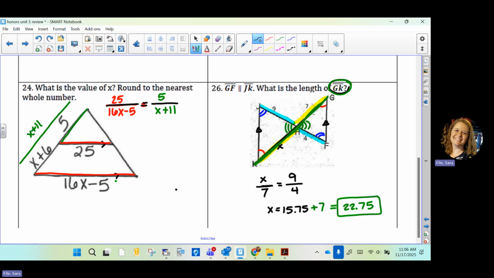So then, similar to what I did on the other one, when I have expressions, I'm going to have to distribute. So the 5 is going to get distributed to the 16x and the 5. So that comes out to 80x minus 25.